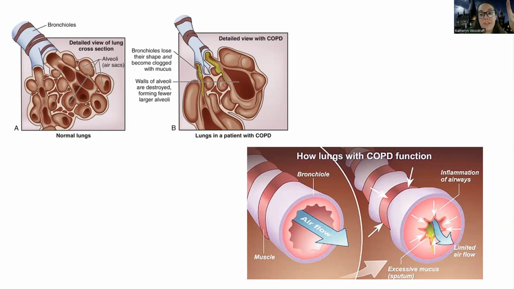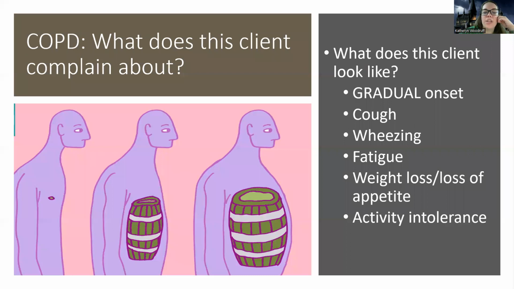I want to say mushed, but that's not the official, not a good way to describe it, but mushed up alveoli. There's no gas exchange that can happen there. They have this plus a constricted airway, which leads to a lot of difficulty with breathing. So this patient usually has a gradual onset. It's not a sudden thing. They can have acute exacerbations, but it's usually a gradual onset.